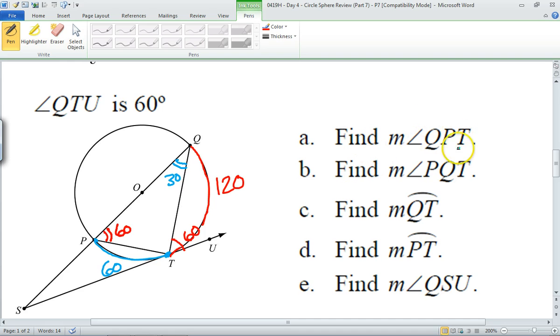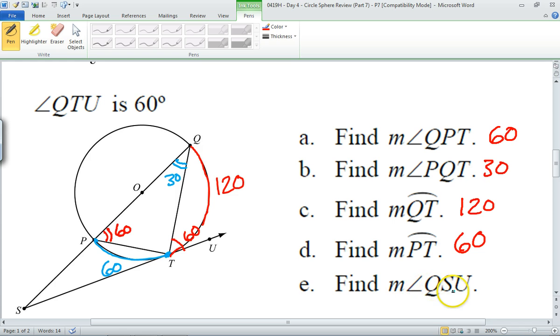Now it's time for me to pause and look at what I'm actually being asked to find. Angle QPT. We already found that. What is it? That's 60. It's right there. We're supposed to find angle PQT. We already found it. What is it? Wait, only Greer? Come on, people. 30. All right, the measure of arc QT. What's that? 120, thank you. What about arc PT? 60. Okay, now the last one we haven't found yet.